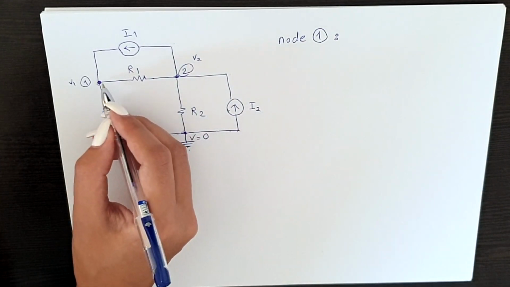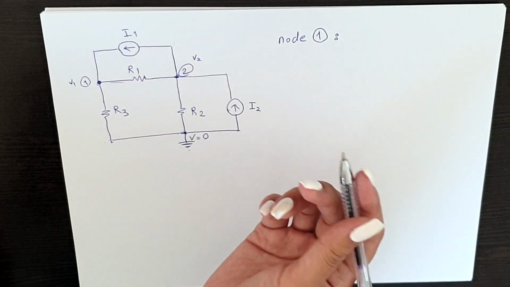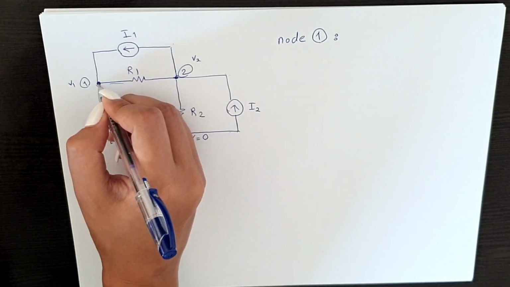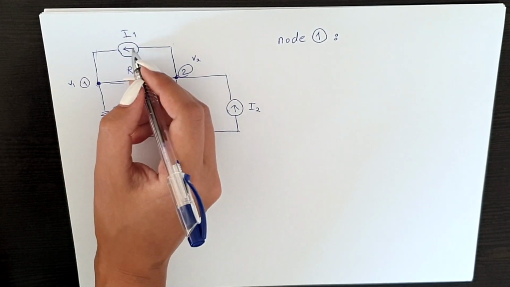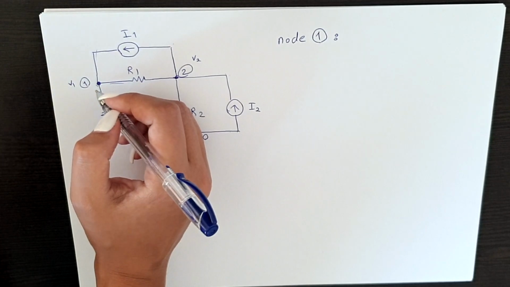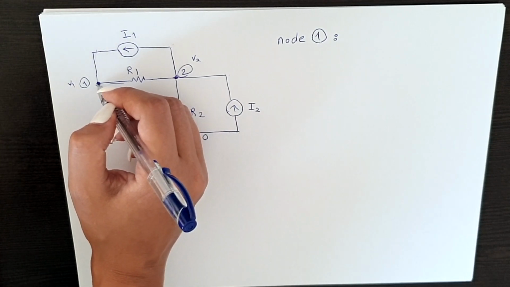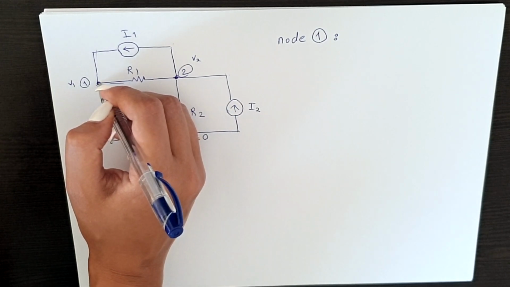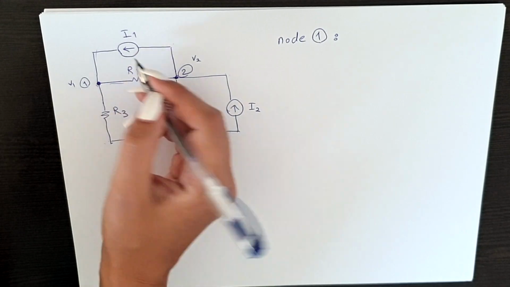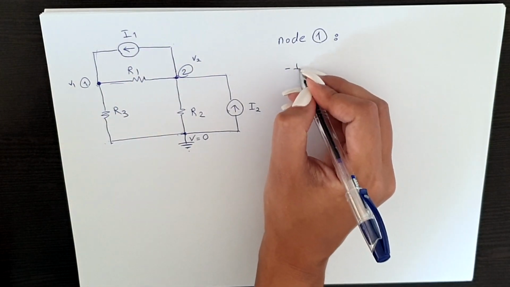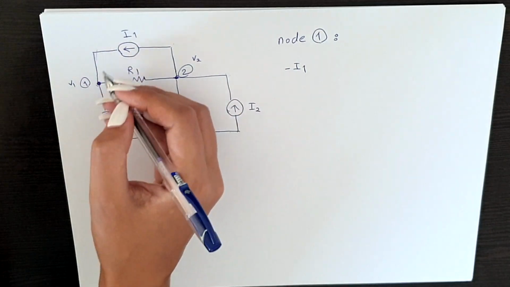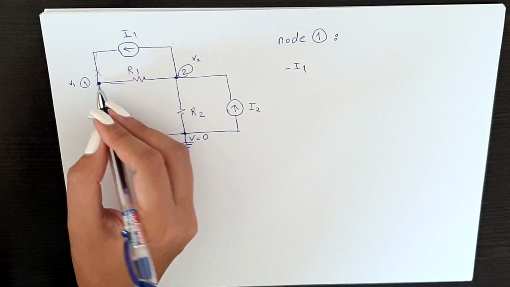Here we have three branches, so three currents. The first branch is this one. There is a current going to the node. So if it's going to the node, we're going to consider it negative. We're going to add a negative sign to it. So we say minus I1. This branch is done.